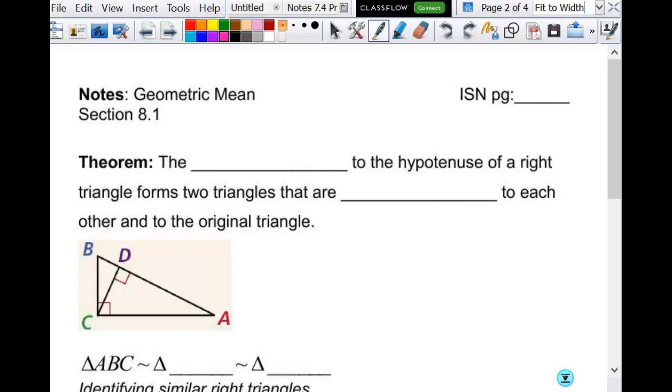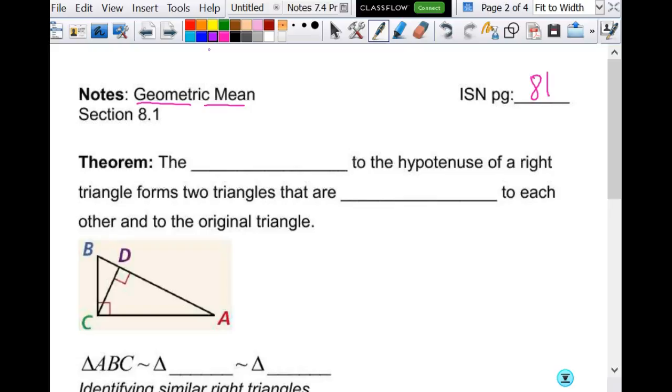Okay, so today's lesson is called Geometric Mean. This is going on page 81 when we are finished. We'll get to the meaning of this here in just a little bit. But what this really relates to is similarity, but similarity specifically with right triangles.